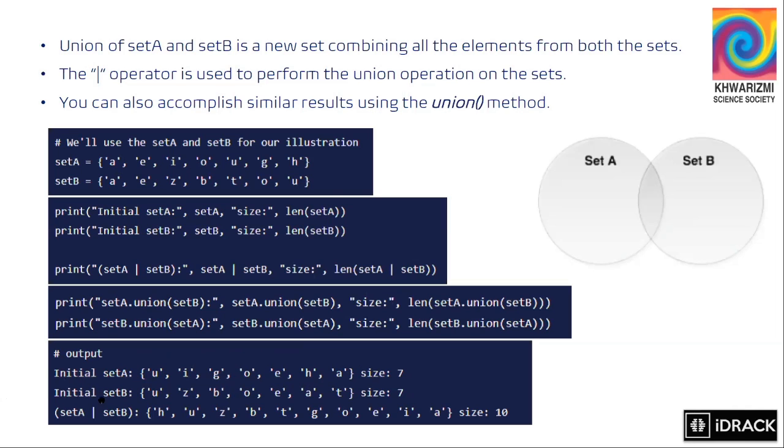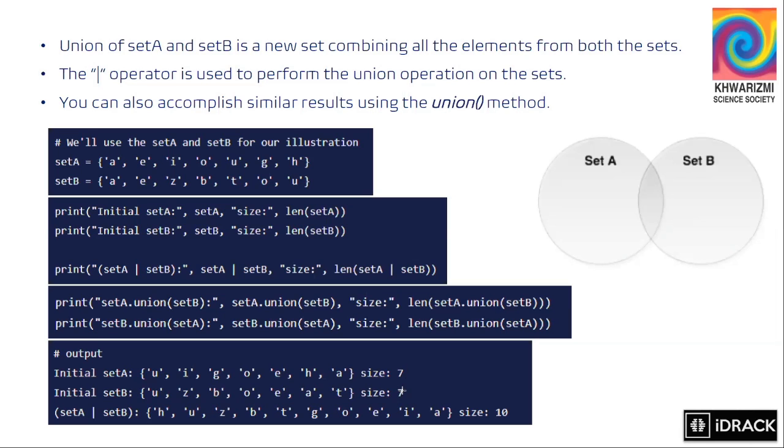Similarly, for set B, when you try printing it out, it's going to give you a random print. It's going to show you all the elements. It's not going to miss out any of the elements, but it's going to give you a random sequence of the elements every time that you print it. And it tells you that the size is 7. So the size for both is 7.